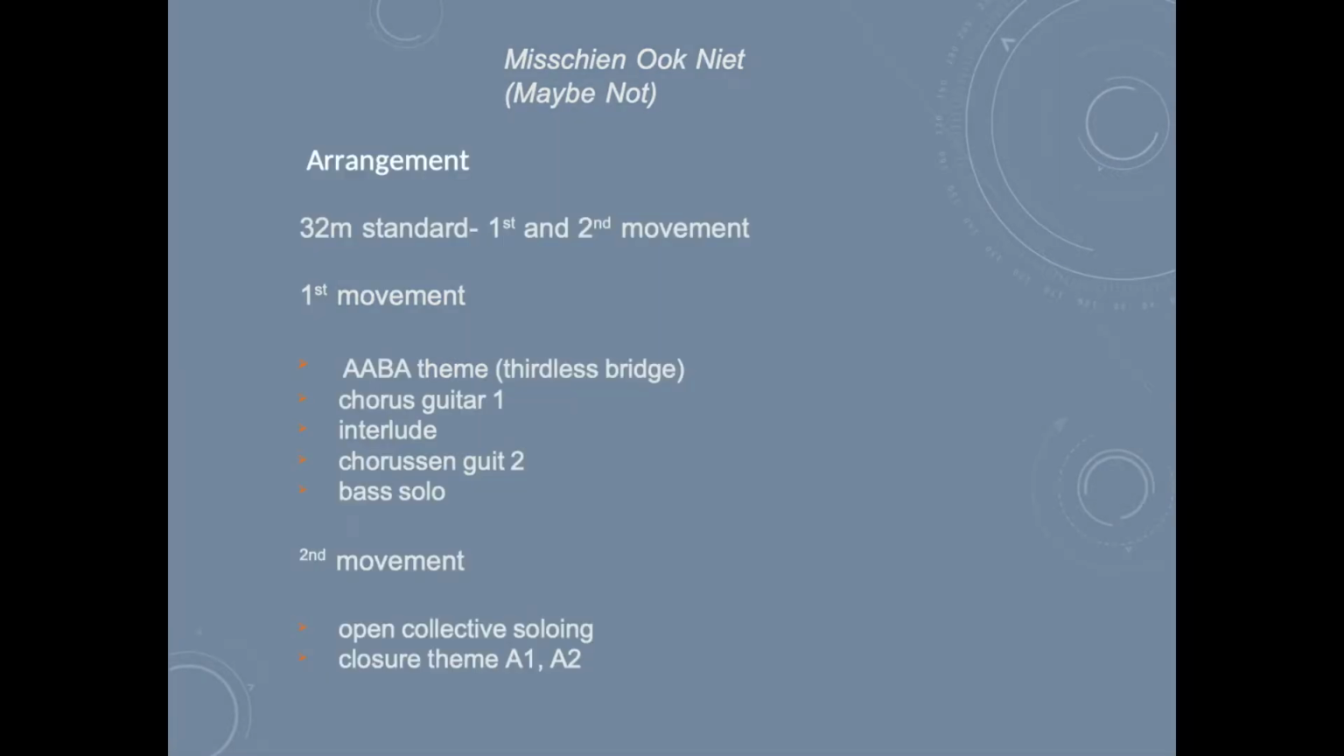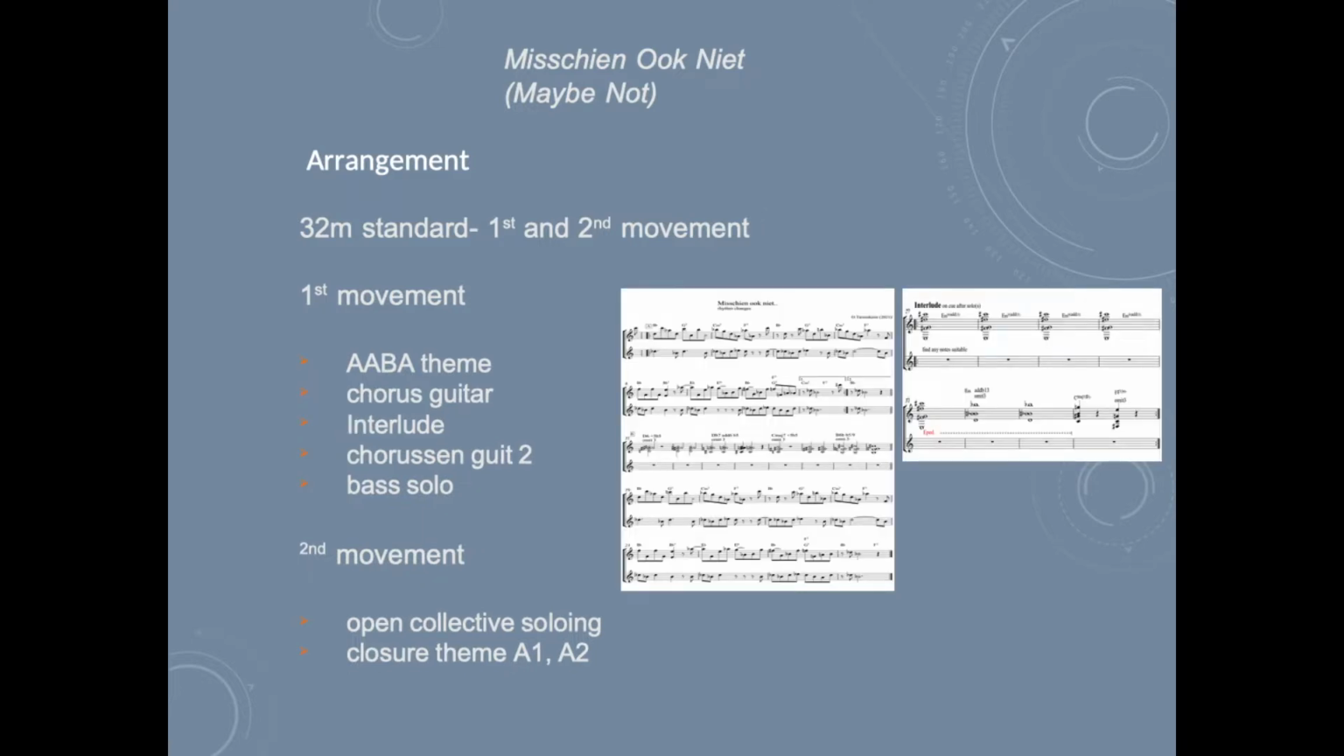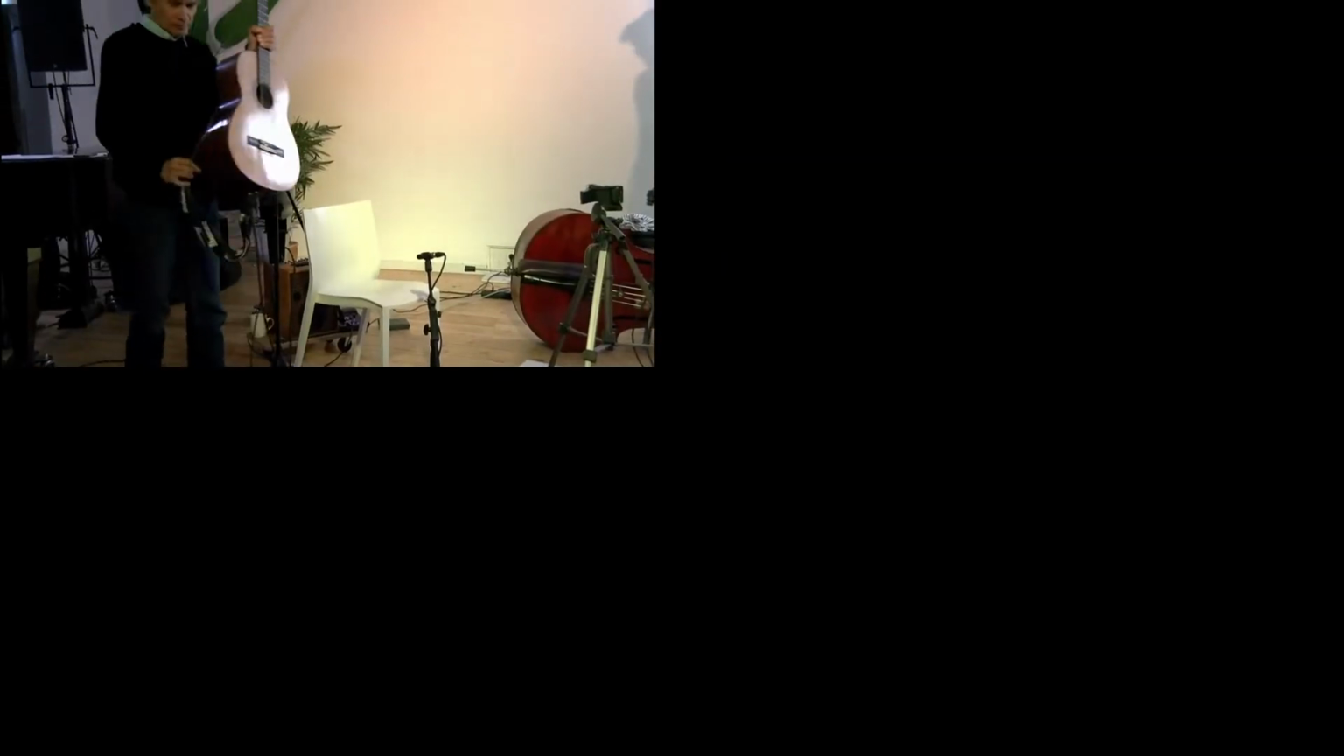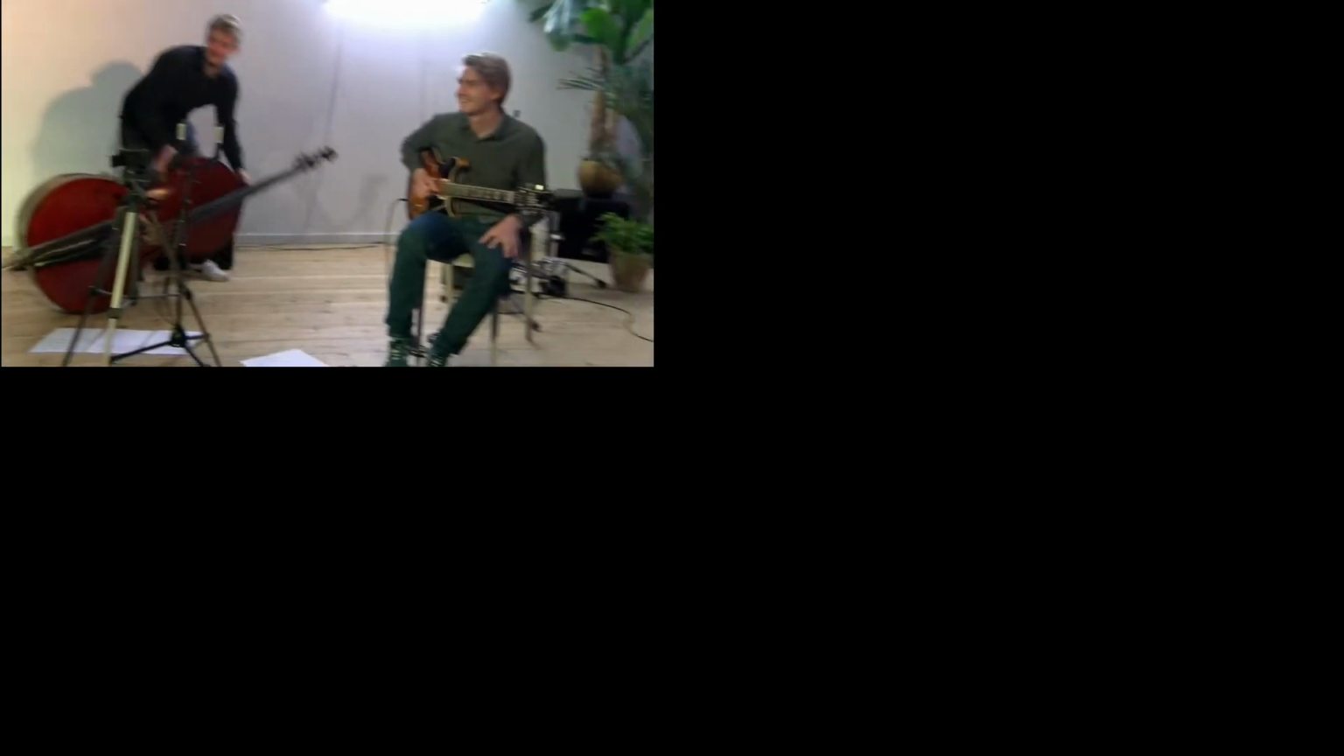It turned out to be a two-part piece with a first movement with the 32 bars theme arranged as a standard AABA song form, then a second movement as a contrasting extended collage of 3 collective improvisations. The arrangement is theme, choruses guitar 1, interlude, choruses guitar 2, a bass solo, then a second movement with open collective soloing and a closure of the A1 and A2 of the theme. During the repetitions on the recording session, there were no instructions to the other players except form instructions in the first part. There were 2 rehearsal takes for adjustments. Then there were 3 video audio takes recorded.